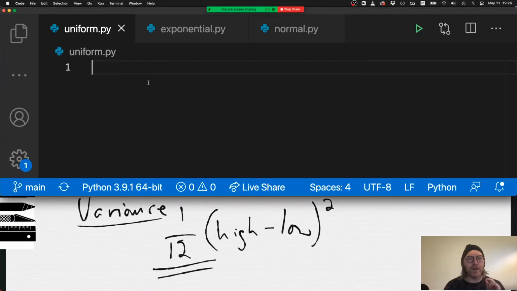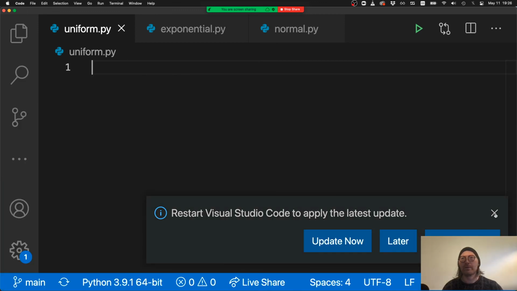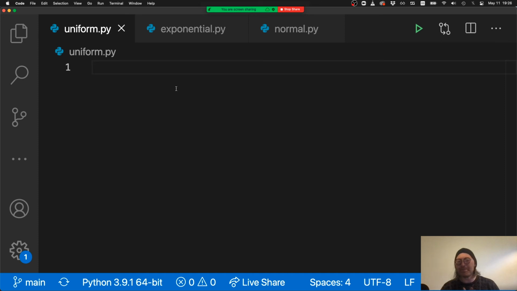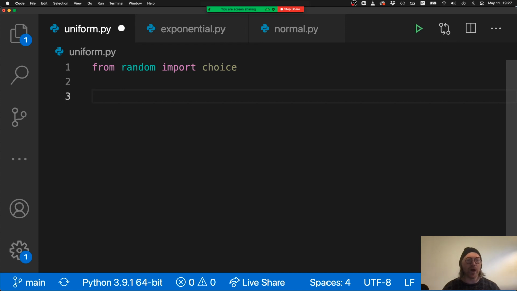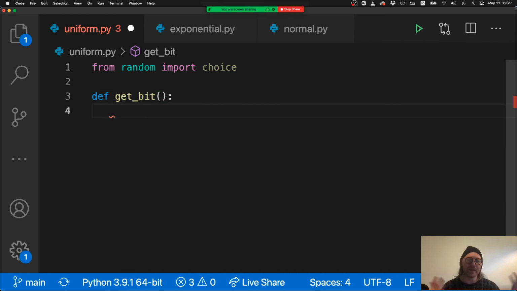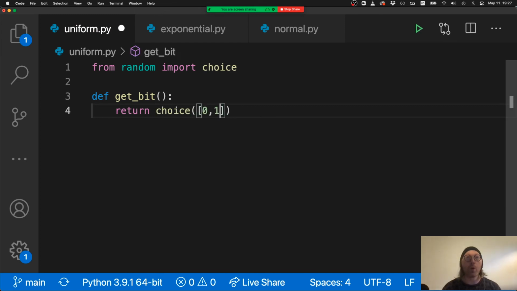Let's look at a way to create a pseudo-continuous uniform distribution, okay? This is something that may not make sense unless you review it. I'm going to try to talk through it in a simple way, and we'll just see. So I'm going to import choice, and I'm going to set up a random process for selecting ones and zeros. So this is just going to return the choice from 0 or 1.